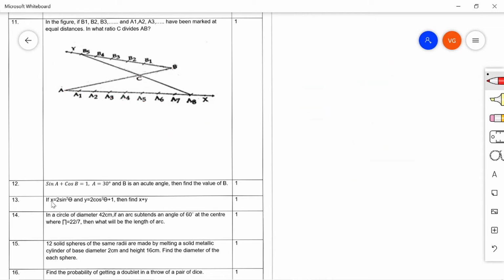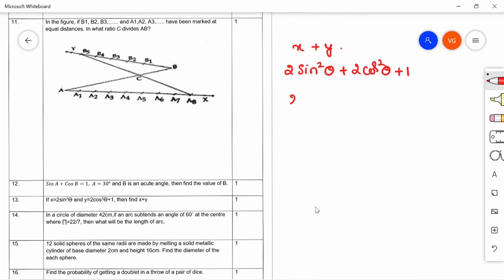Question number 13, if x is equal to 2 sin square theta and y is equal to 2 cos square theta plus 1, find x plus y. Again, this is very simple question. X plus y. X is 2 sin square theta plus y is 2 cos square theta plus 1.